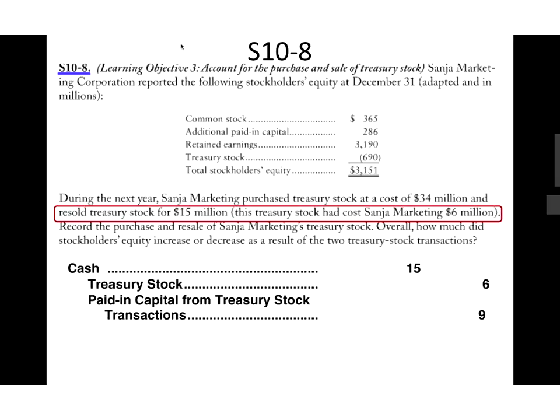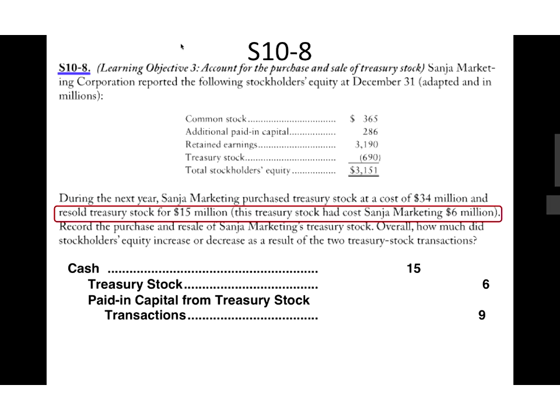Okay, when we resell treasury stock, so we've purchased treasury stock and now we're reselling it. In this example, we sold the treasury stock for $15 million. The treasury stock had cost us $6 million. So we're told those two facts. When we record the sale of treasury stock, we're going to be getting cash in, so cash increases. So we're going to credit treasury stock for our original cost. Now the difference between the original cost and what we got, in this case $9 million, that gets credited to this paid-in capital from treasury stock transactions account. So that difference doesn't go to a gain account. It goes into paid-in capital from treasury stock transactions.